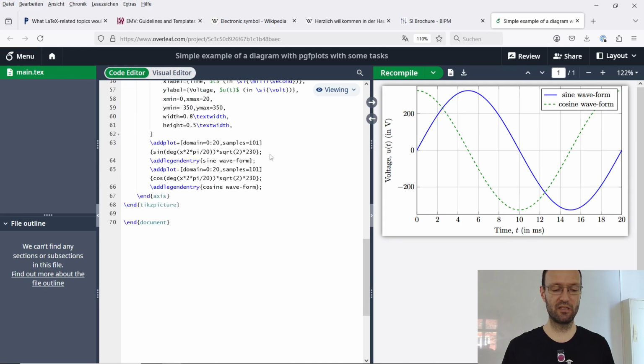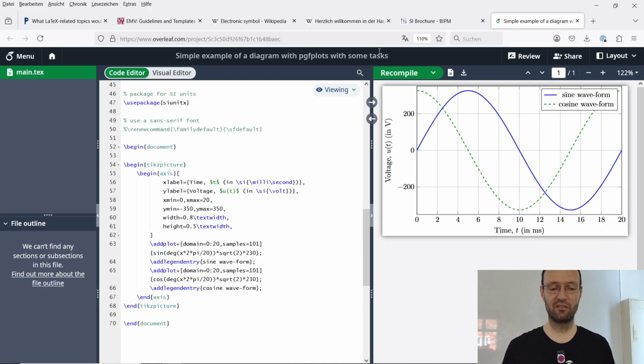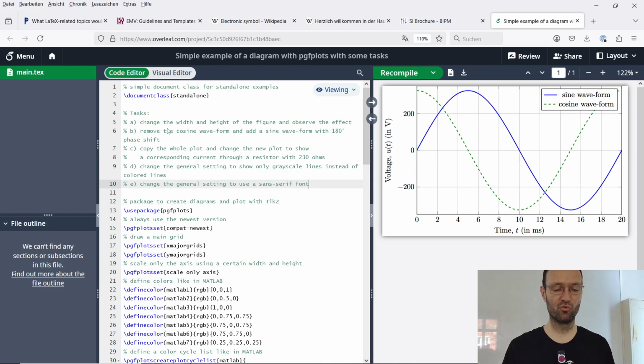So you see the LaTeX source code here, you see the result here, and there are some tasks what to do, or what you can try out, some recommendations. Change the height, change the width, remove the cosine waveform, copy the whole plot and change something, change the general setting to a different font and so on. By the way, this is now this serif font that I'm using in this example. I don't like to change it here and try it out now, because then I would change the template for each and every font. I would need to take a copy first to try this stuff out.